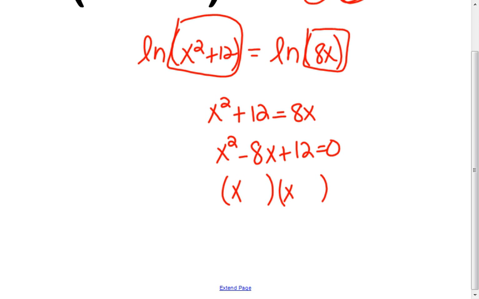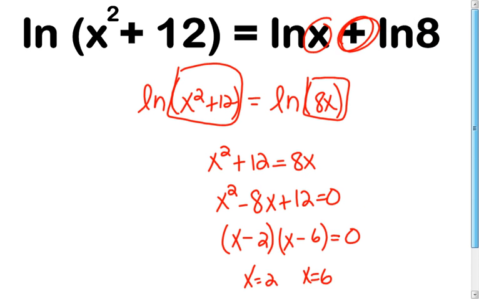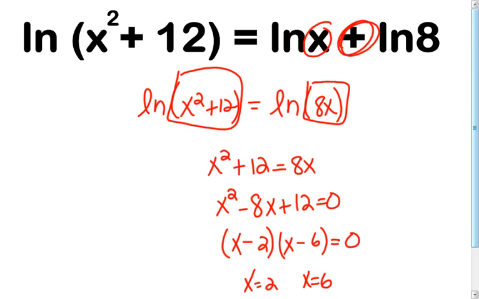And I can get 12 by obviously 3 and 4, 2 and 6. In this case, it'll be 2 and 6. Positive 12 would have to mean it's negative, negative, because of my negative in the middle. So here x equals 2, and here x equals 6. And again, plug those in and check them. Does it make sense? 2 squared is 4 plus 12 is 16. And then right here, if I plug in x is 2, it works. When you plug in x is 6, it also works.